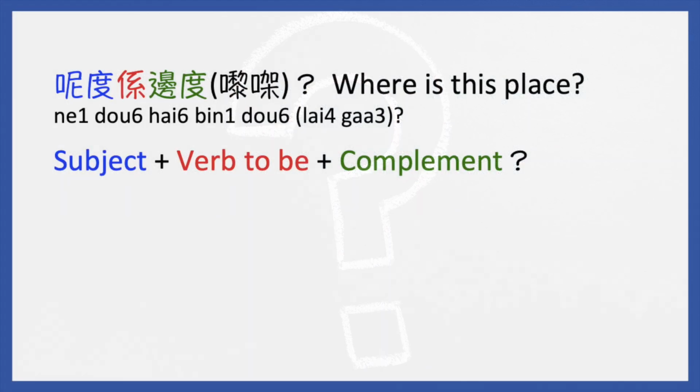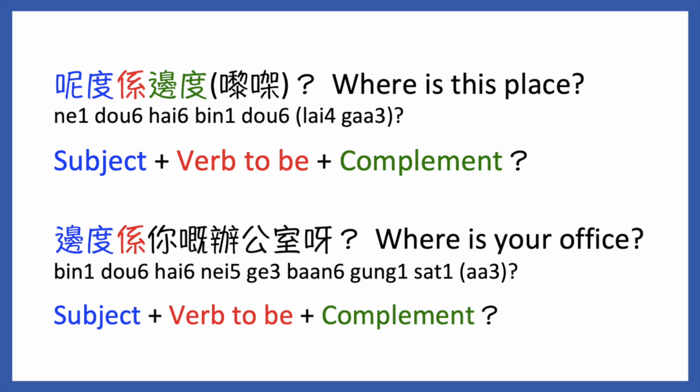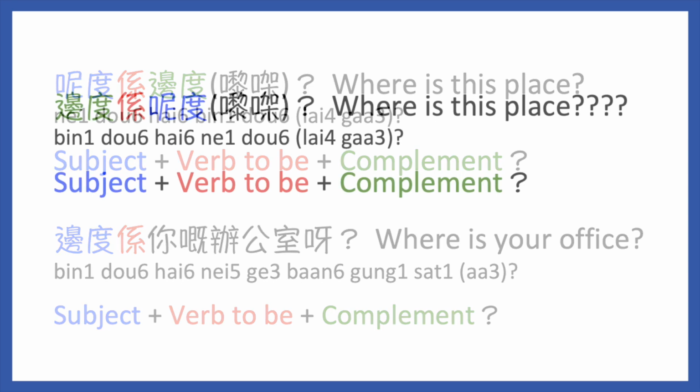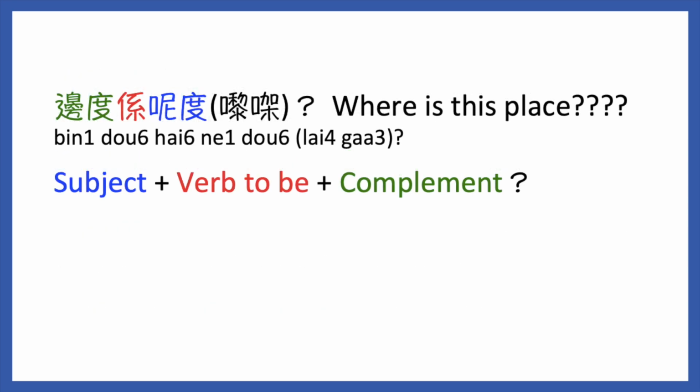Let's look into the grammar. 呢度係邊度嚟㗎？ It is subject, verb to be and complement structure. The question word is at complement position. Let's see another question. 邊度係你嘅辦公室啊？ This sentence structure is the same as the previous one, but the question word is at subject position. If we swap 呢度 and 邊度 in the first question, 邊度係呢度嚟㗎？ the sentence structure remains the same.